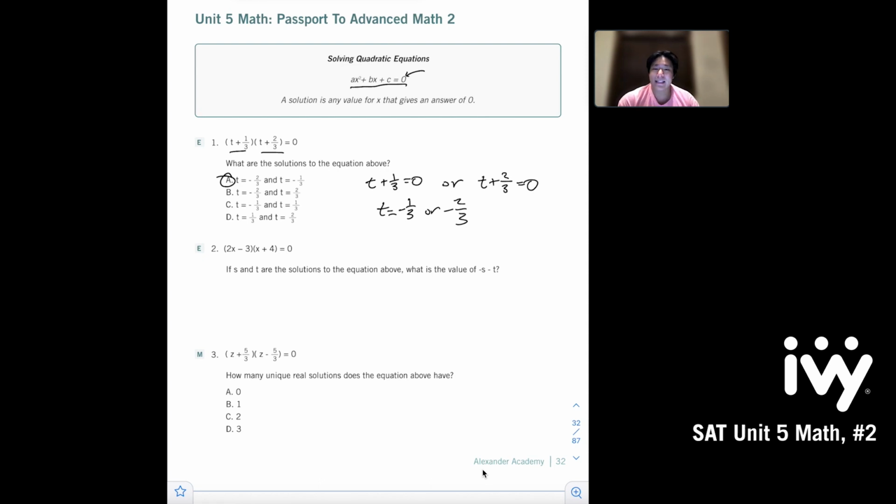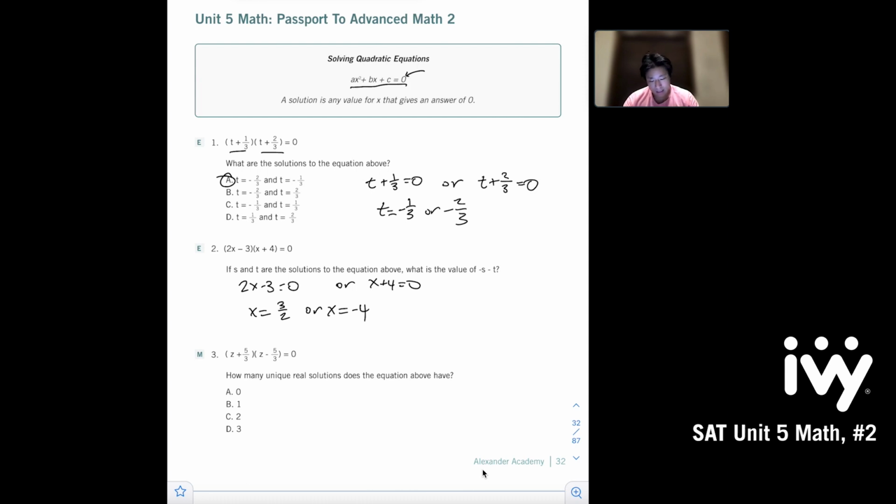Question 2. If s and t are solutions to the equation above, what is the value of -s minus t? So here, similar idea. Our two scenarios that we have are 2x minus 3 equals 0 or x plus 4 equals 0. So over here, if we add 3 to both sides and divide by 2, we see our x is equal to 3/2. Here on the other side, for x plus 4 equals 0, we see that this just means that x is equal to -4.